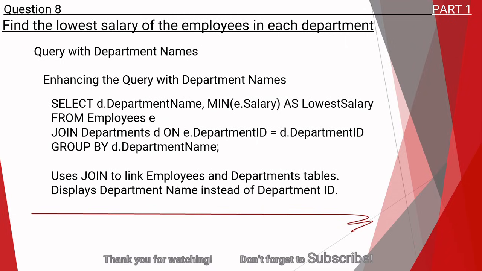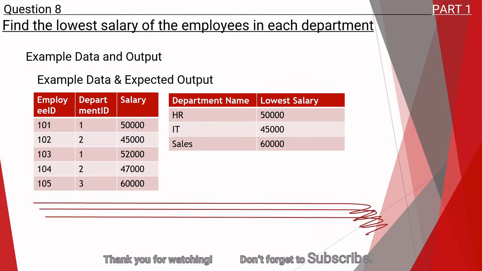To make the results more readable, we can join the employees table with the departments table using the department ID. This way, we can show the actual department name instead of just an ID. Here is an example data set of employees with their salaries and department IDs. After running our SQL query, we get the lowest salary for each department.